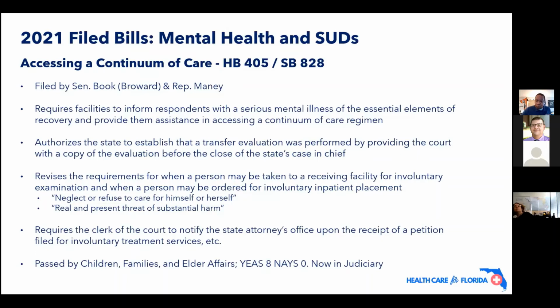And then there's the real and present threat of substantial harm standard that includes but isn't limited to evidence of a substantial probability that the untreated person will A, lack, refuse, or not receive services for health and safety, which are actually available in the community, or B, suffer severe mental, emotional, or physical harm that will result in the loss of his or her ability to function in the community.